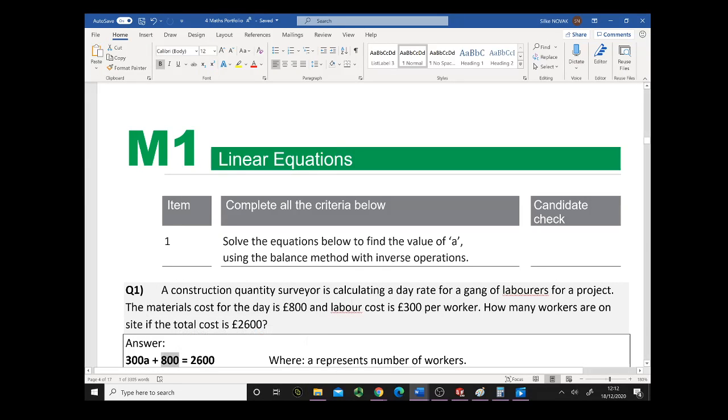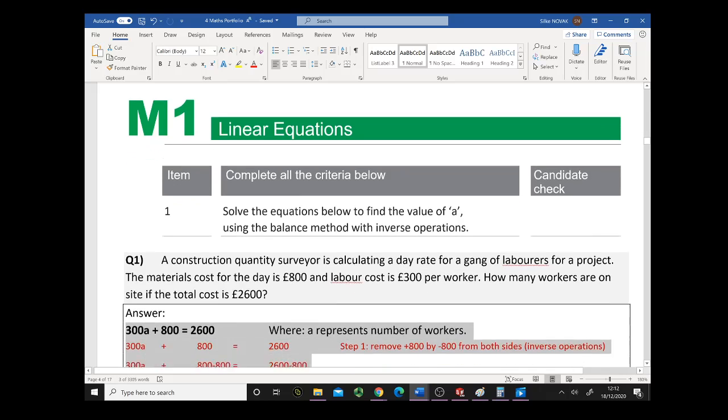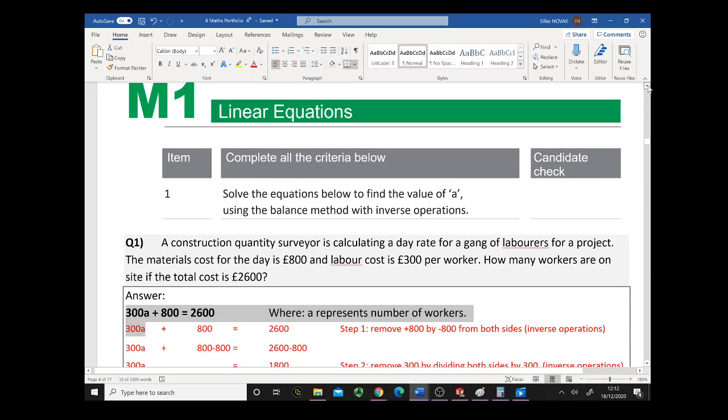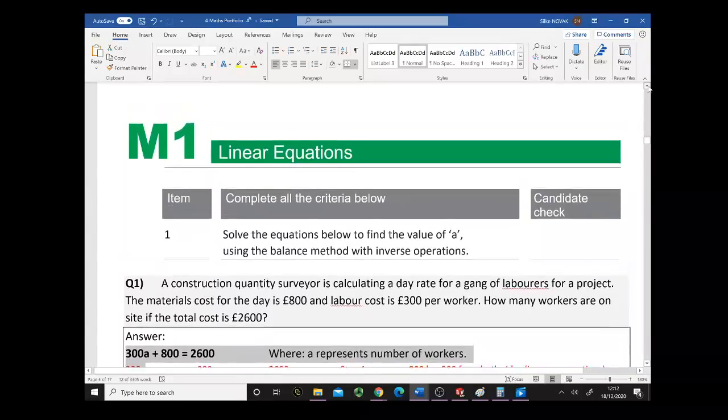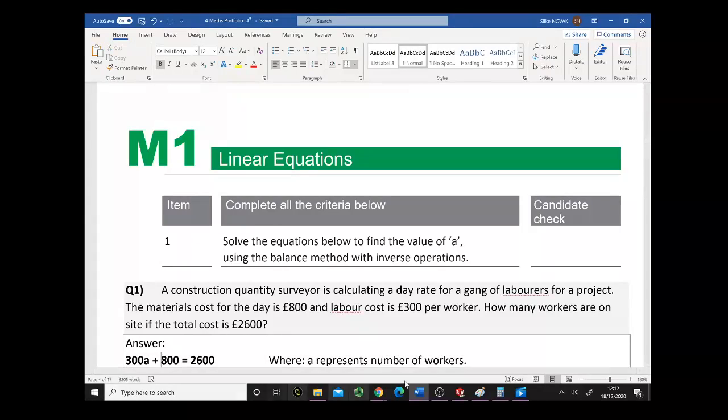So material cost is added to your labour cost, but your labour cost is £300 per worker, and we don't know how many workers are on site. So this is where we have to substitute the number of workers with a letter, that letter being A in this instance. So 300 times the number of workers, A, gives you the labour cost, and then you add that to your material cost, and then you've got your total cost.